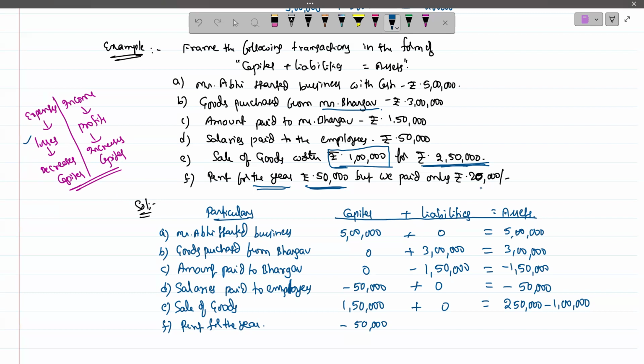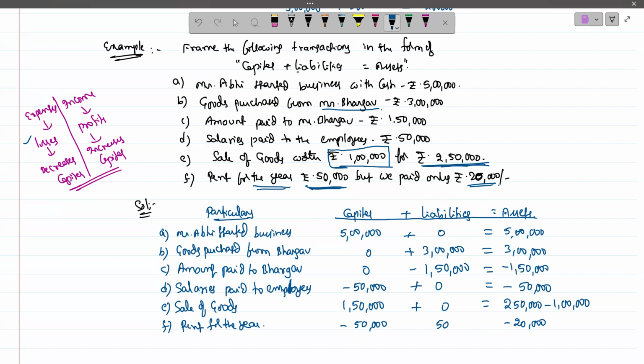Okay, but out of that, how much amount did you pay to the landlord? 20,000 only. So the cash goes out only to the extent of 20,000, not the 50,000. So cash balance is decreased by 20,000, nothing but an asset is decreased by 20,000. We are liable to pay 50,000, but we paid only 20,000, and the remaining 30,000 we are liable to pay in future. Whatever amount we are liable to pay in future is an obligation that's covered under liabilities.